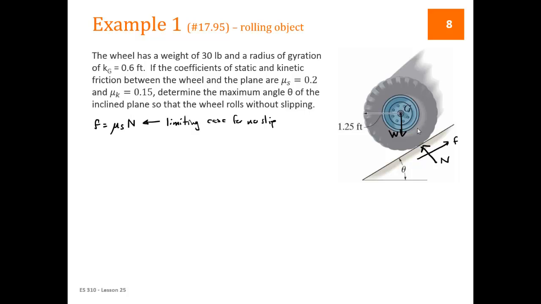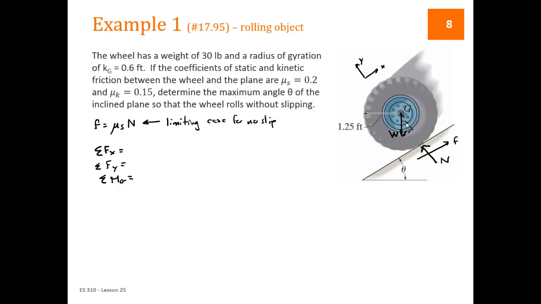Alright, so those are the only forces acting on this wheel, so we can write our three equations of motion. It says the sum of the forces in the x direction, the sum of the forces in the y direction, and the sum of the moments, and we will use the center of mass. So let's define the x direction as being up the slope and the y direction as being perpendicular to the slope.